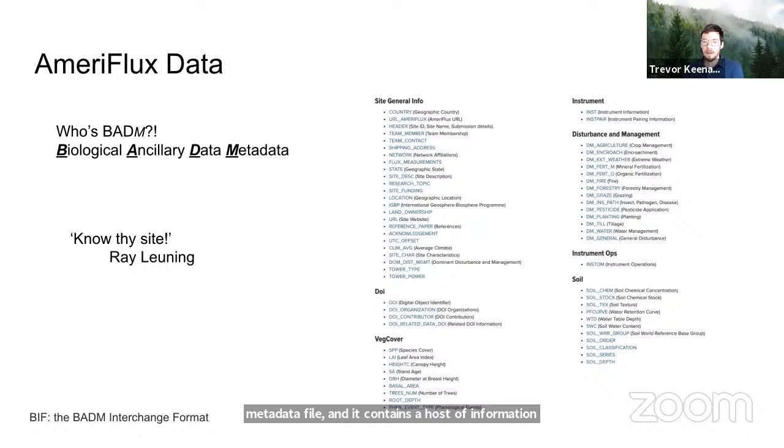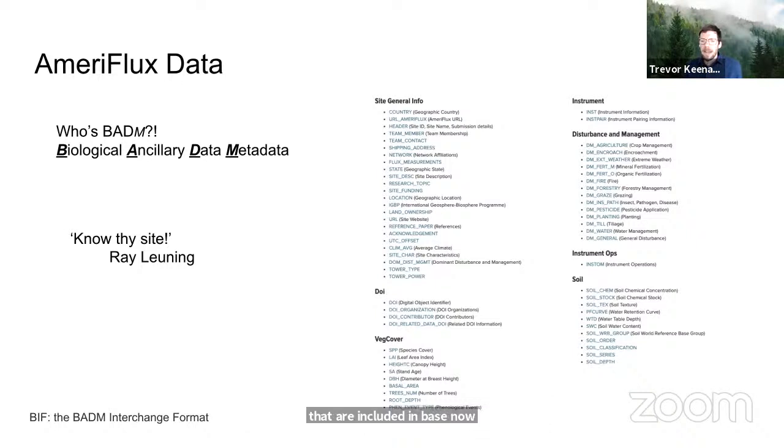So these are typically not continuous time series information. These are information such as disturbance events, characteristics of the site, contact details, or publications for references for the site. Anything that you could imagine that you would need to better contextualize your understanding of the fluxes that are included in base.